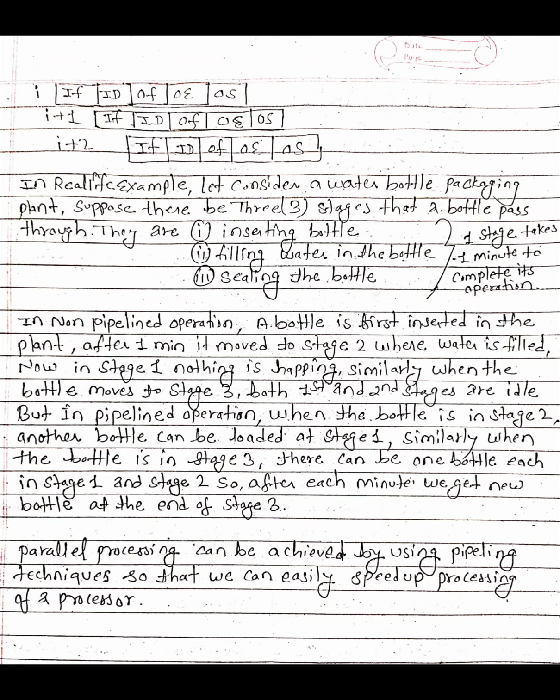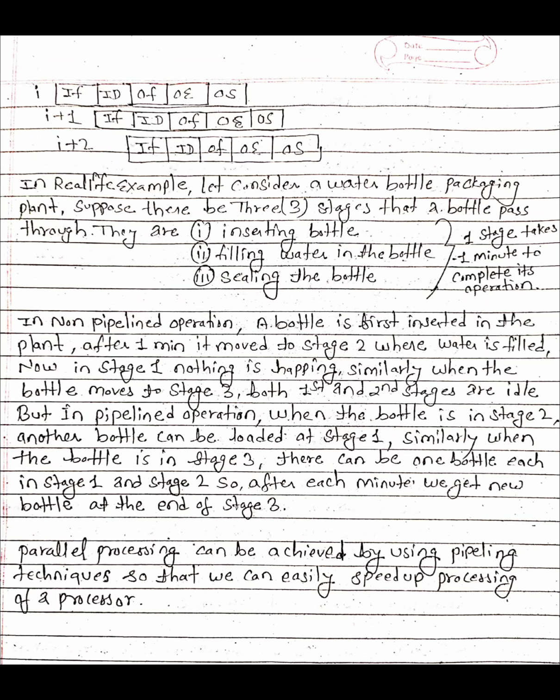In non-pipeline operation, a bottle is first inserted into the plant. After 1 minute, it moves to stage 2, where water is filled. Now in stage 1, nothing is happening. Similarly, when the bottle moves to stage 3, both stage 1 and stage 2 are idle.